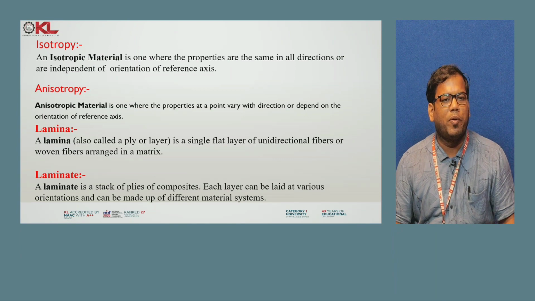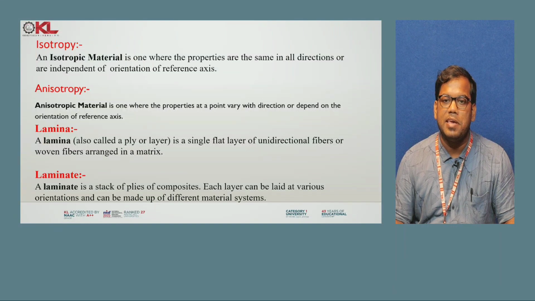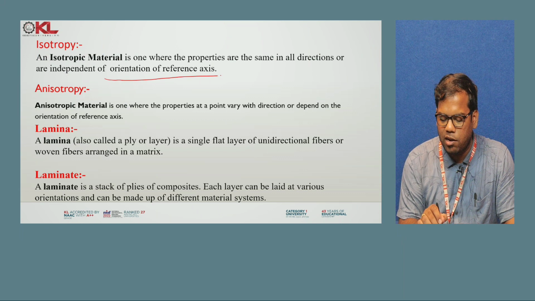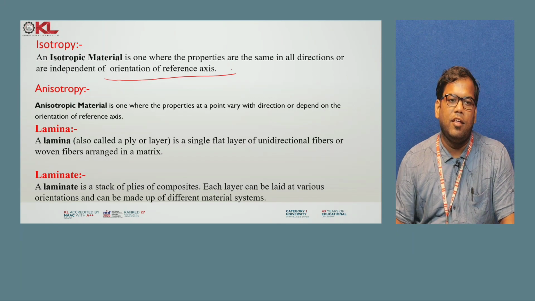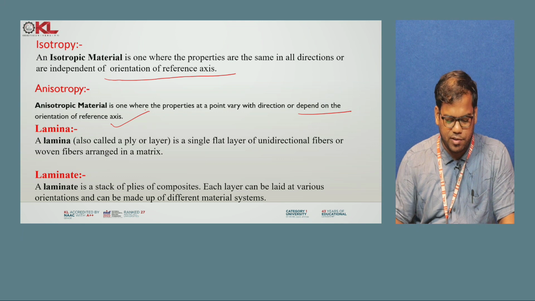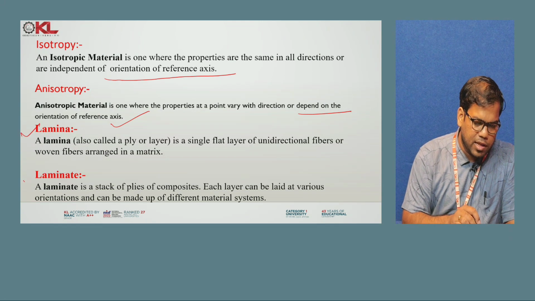Similarly, what is isotropic material? Isotropic material is one where the properties are the same in all directions, or we can say it is independent of the orientation of the reference axis. Anisotropy is where the property varies from one direction to another, or we can say it depends on the orientation of the reference axis. Another term: what is a lamina and what is a laminate?